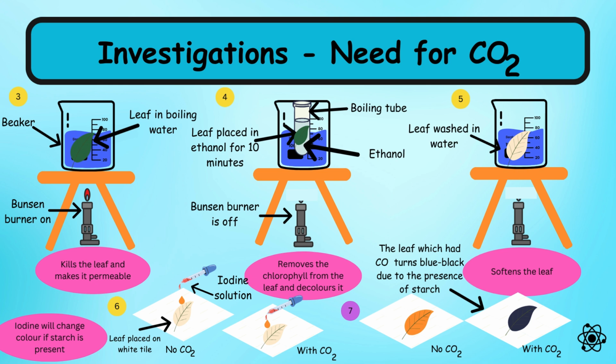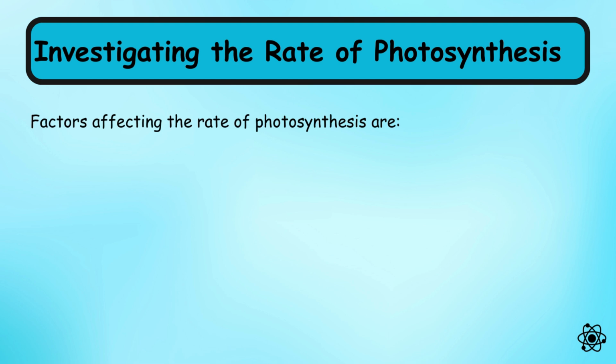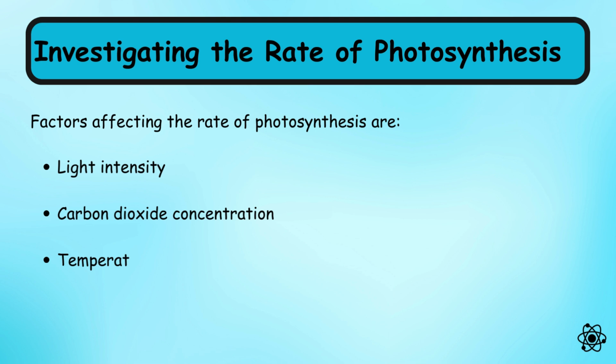Now that we have established that plants need chlorophyll, light, and carbon dioxide for photosynthesis, let's investigate the factors that affect the rate of photosynthesis. They are light intensity, carbon dioxide concentration, and temperature.